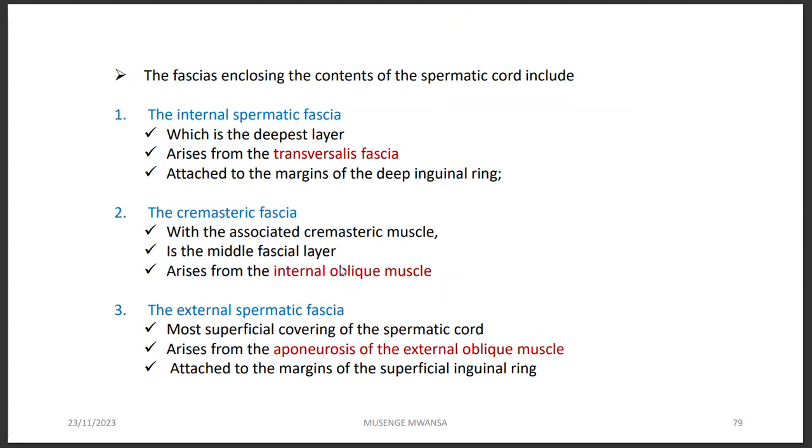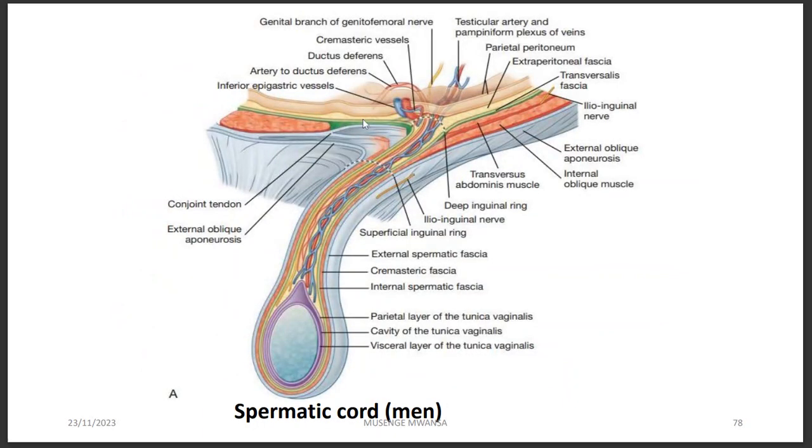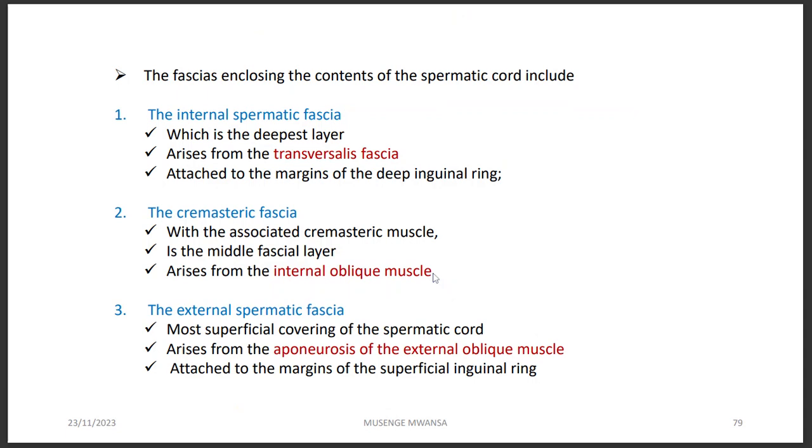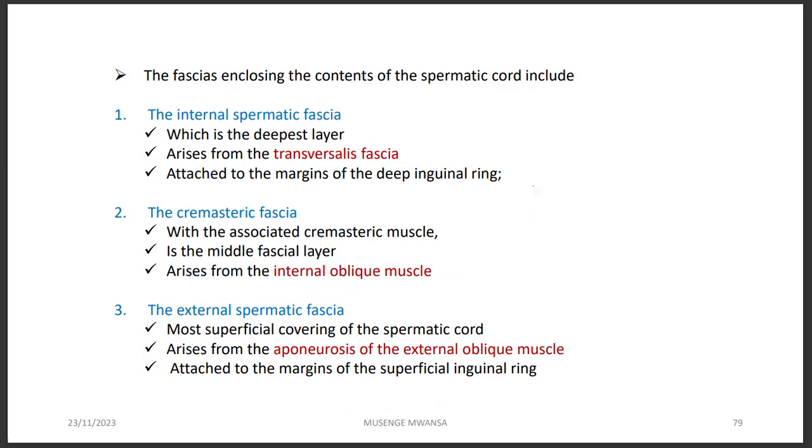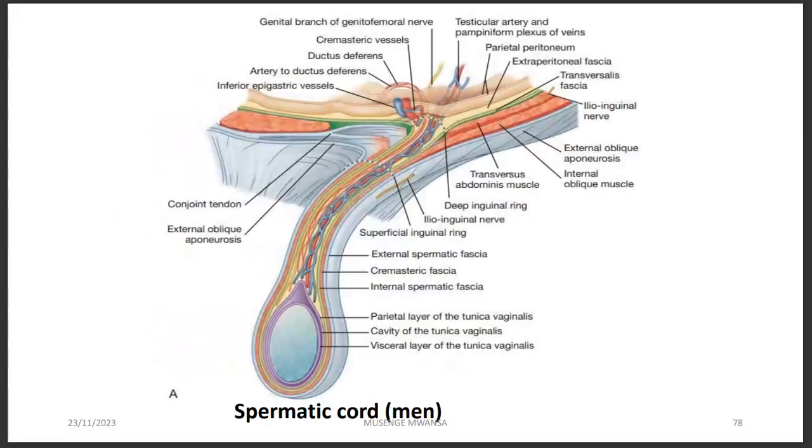The next covering will be the cremasteric fascia, which comes from the internal oblique muscle. The internal oblique, if you can see, internal oblique muscle is here. It is going to continue down and then it will become the cremasteric fascia, which you can see here. Then the last covering is the external spermatic fascia. The external spermatic fascia is coming from the aponeurosis of the external oblique muscle, not the muscle itself, but from the aponeurosis. This is the aponeurosis of the external oblique muscle. When it gets to go like that, it becomes the external spermatic fascia.